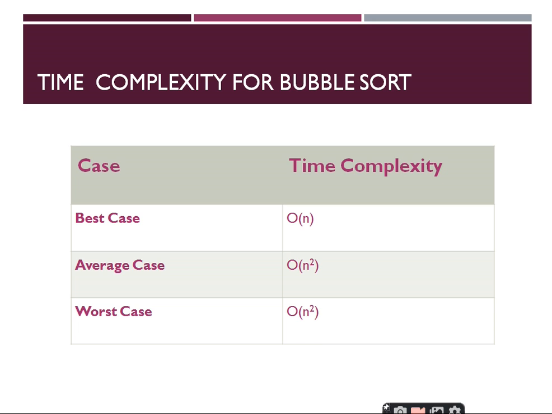And in the worst case, all of the elements are arranged in exactly opposite order. That means if you want the list sorted in ascending order, the given list is in descending order. So it will take n square time to sort the given list.